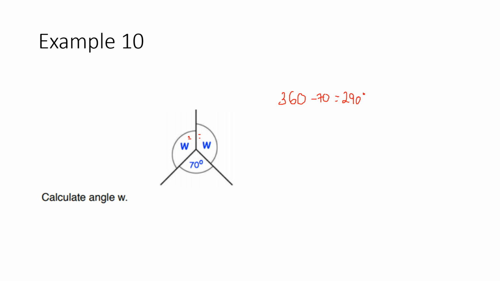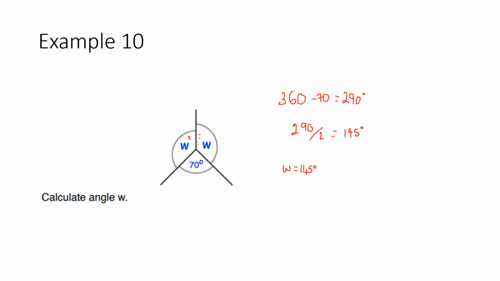Now, this 290 degrees is both of our W's, okay? So what we have to do now is 290 degrees divided by 2, which is equal to 145 degrees. So W is equal to 145.